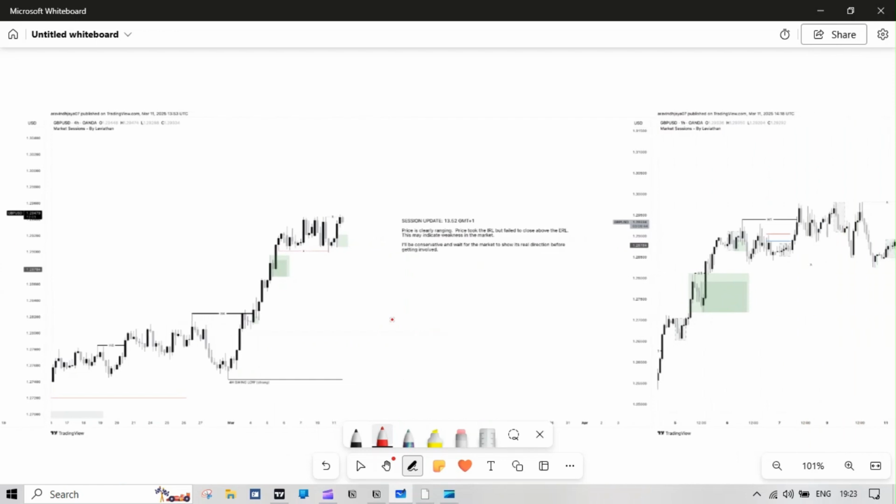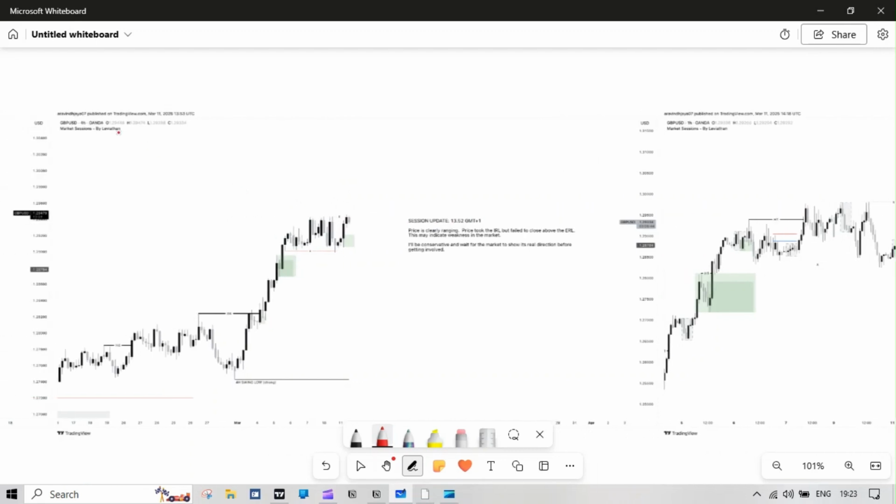Price took the internal range liquidity, but it failed to take out the external range liquidity. What I expected is a strong push up, taking all the price and liquidity above, but the price just liquidated the external range liquidity and started to consolidate. So this is actually the 4 hour chart. This is actually a 4 hour chart.